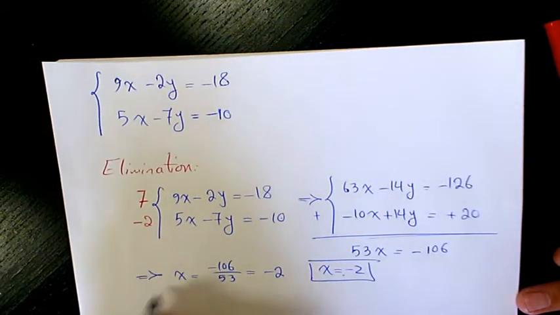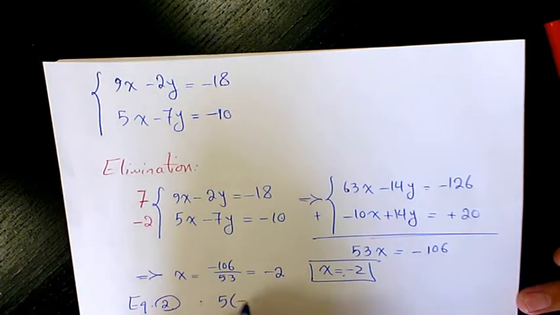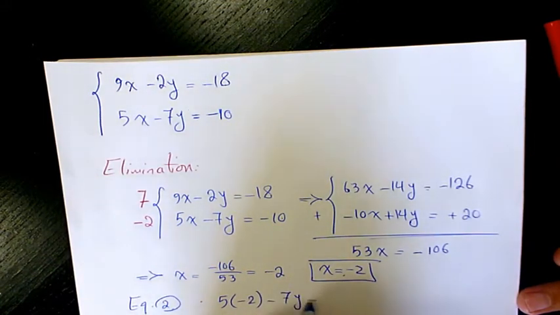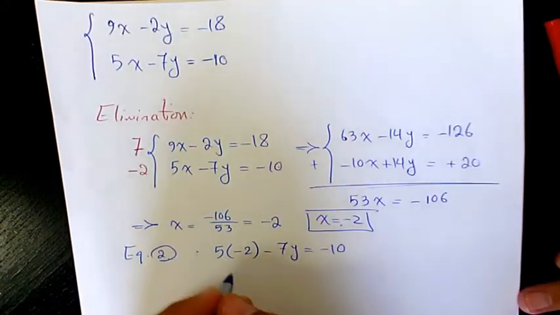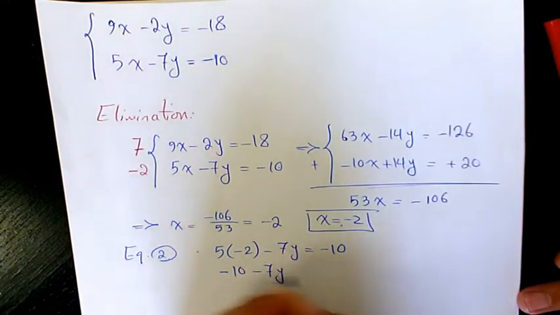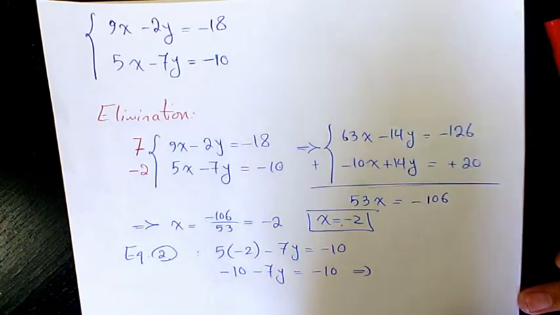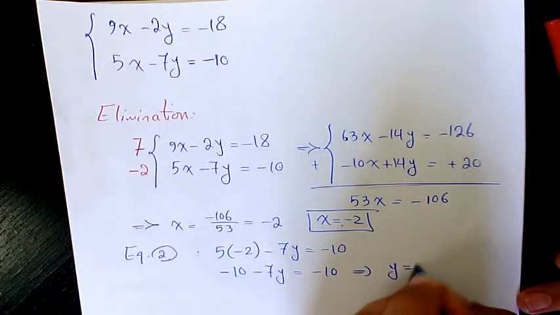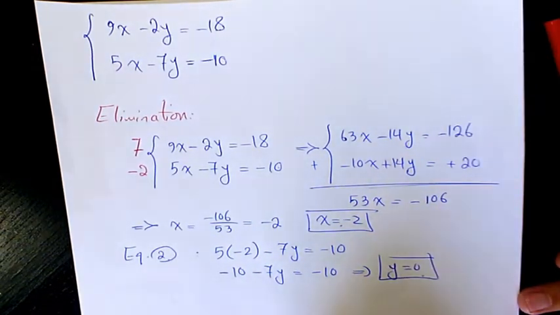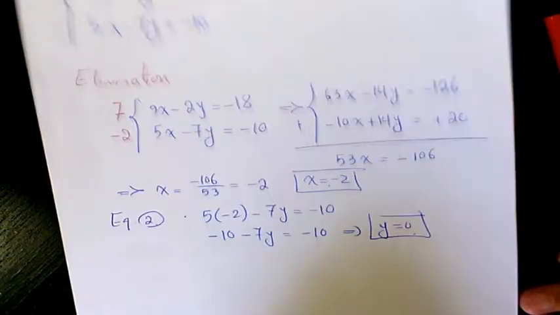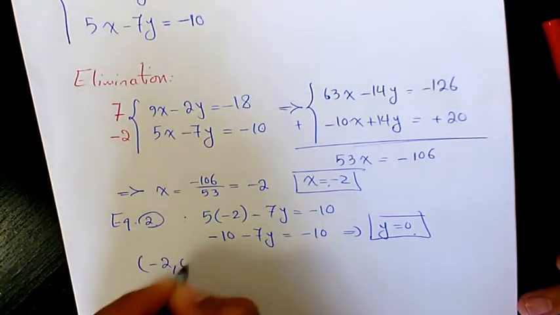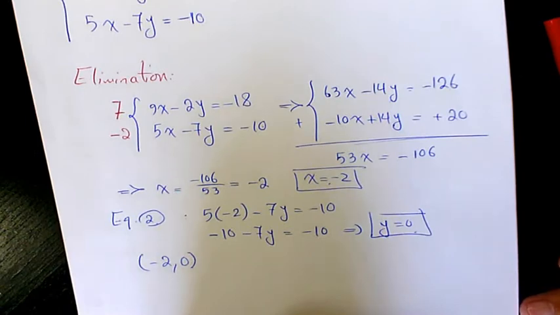Then you sub it there. Let's say equation 2. 5 times negative 2 minus 7y equals negative 10. So we have negative 10 minus 7y equals negative 10. Means that y is 0. So the point of intersection is negative 2 and 0. That's how we do it.